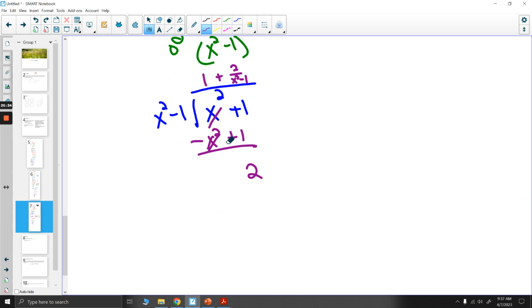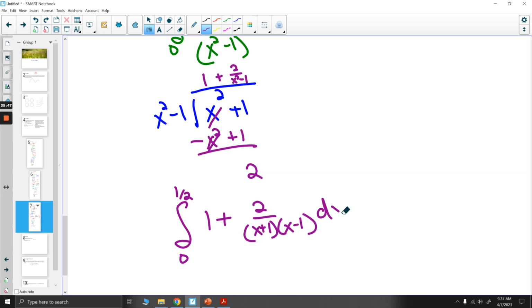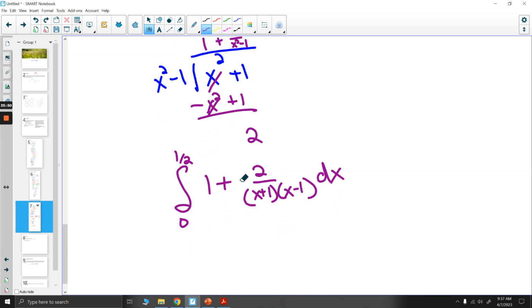Which again is our x plus 1, x minus 1, which we're actually going to go back to in a sec. So now it's the integral from 0 to 1/2 of 1, which is easy, plus 2 over (x plus 1)(x minus 1) dx. The reason why we did our division is so that we could split it up here.